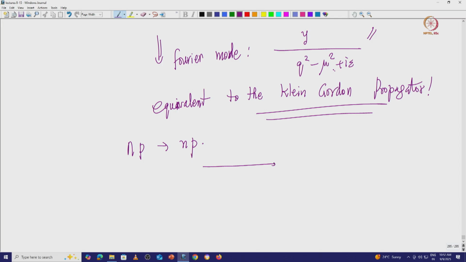Neutrons are fermions, protons, neutron, proton, it is a pi plus. So what can you have? If you want to have it, let me draw it this way: neutron, proton, neutron, proton.